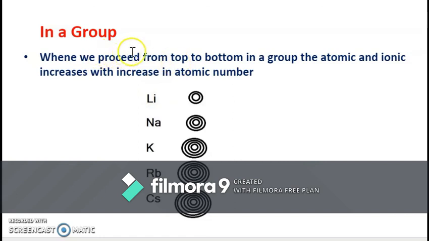Across a group, that is top to bottom, when we proceed from top to bottom in a group, the atomic and ionic radius increases with increasing atomic number due to the addition of extra shells. For example, in lithium there are only 2 shells, as compared to cesium where there are 6 shells. So the added electron goes away from the nucleus.